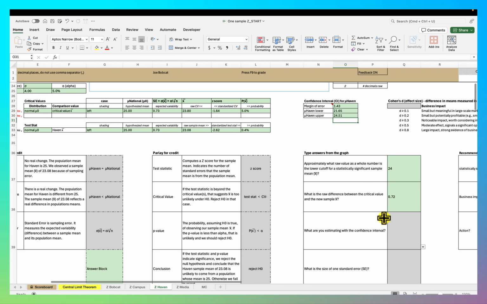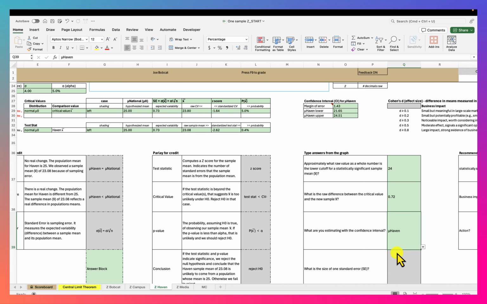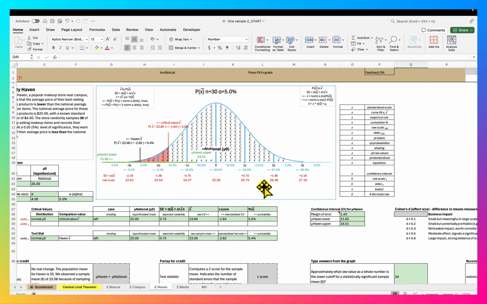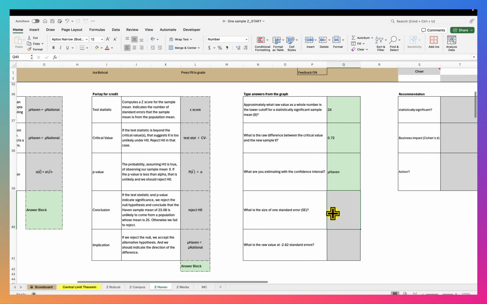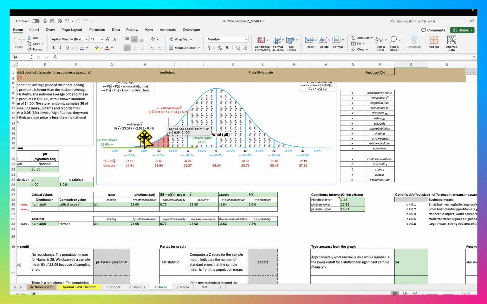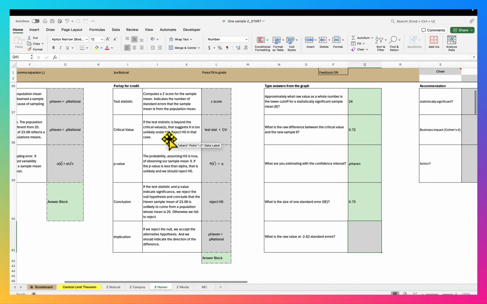So now we can say, what are you estimating with the confidence interval? We're estimating the true population mean for Beauty Haven from which our sample came, which we now think is not the same as the national hypothesized distribution. What's the size of one standard error? We get that from the graph, 0.73. And what is the raw value at negative 2.262 standard errors? Which is right here, it's 23.08.